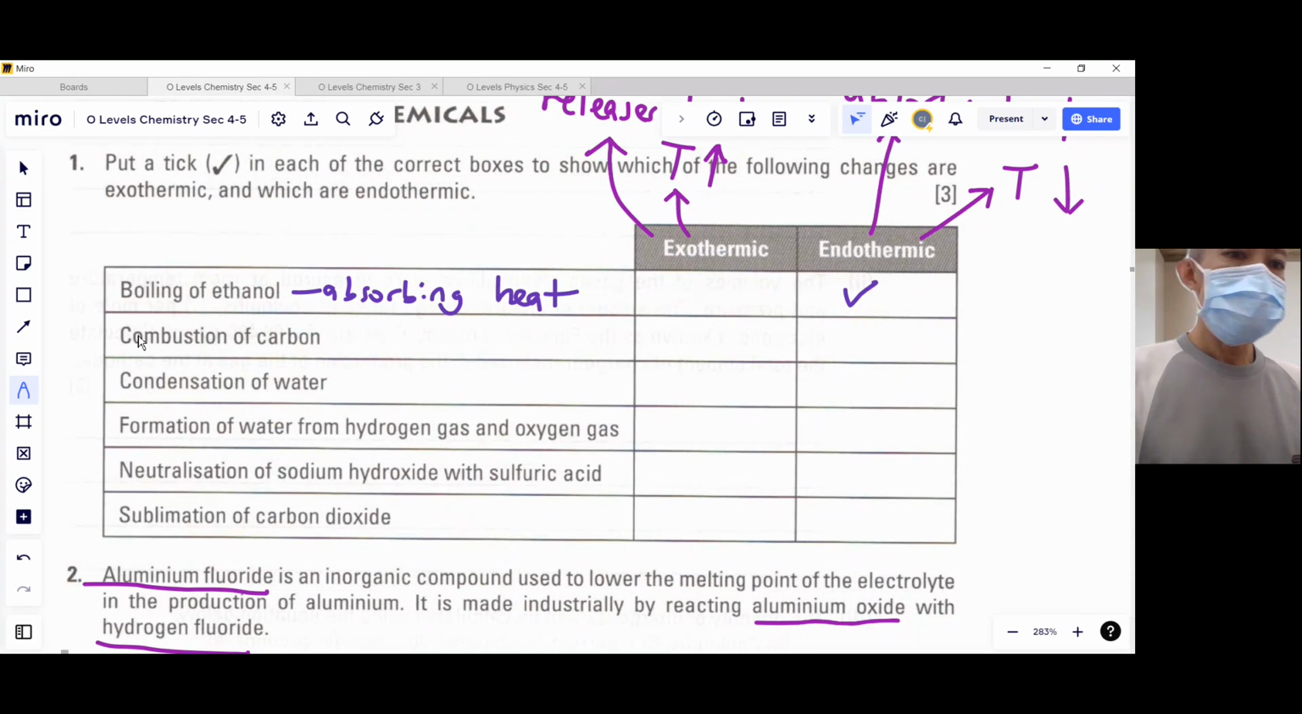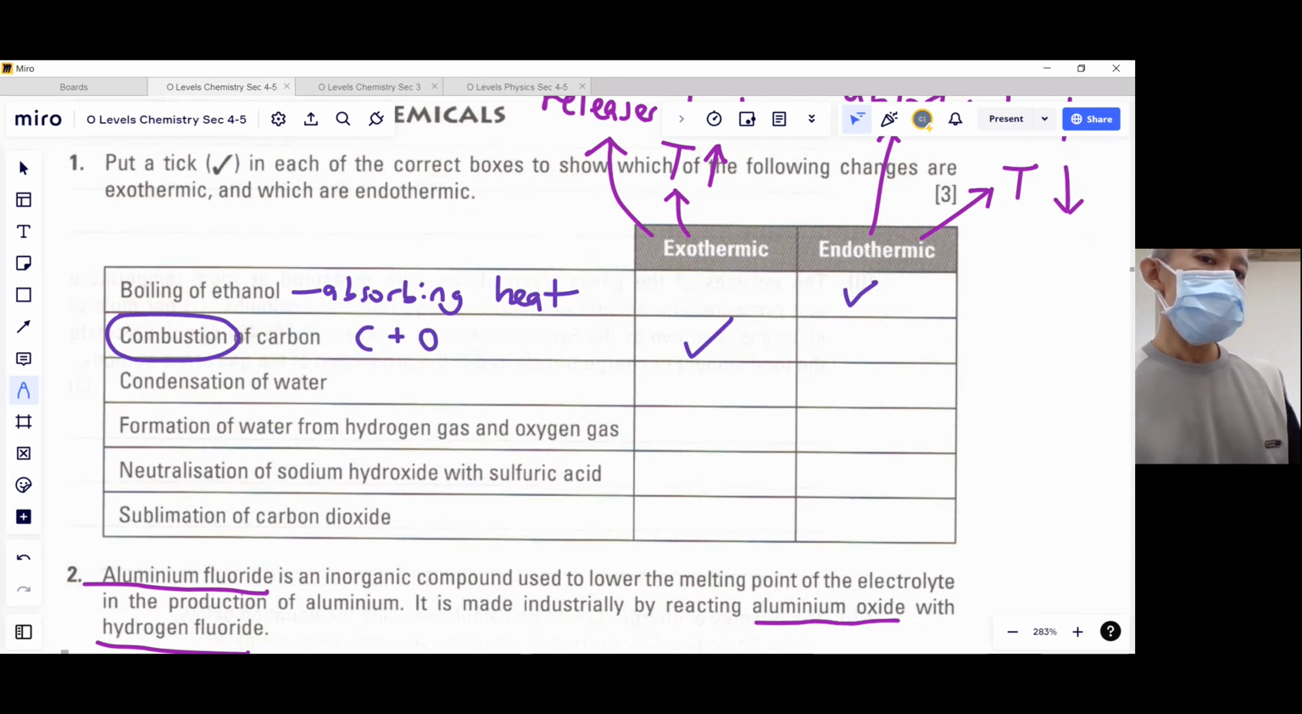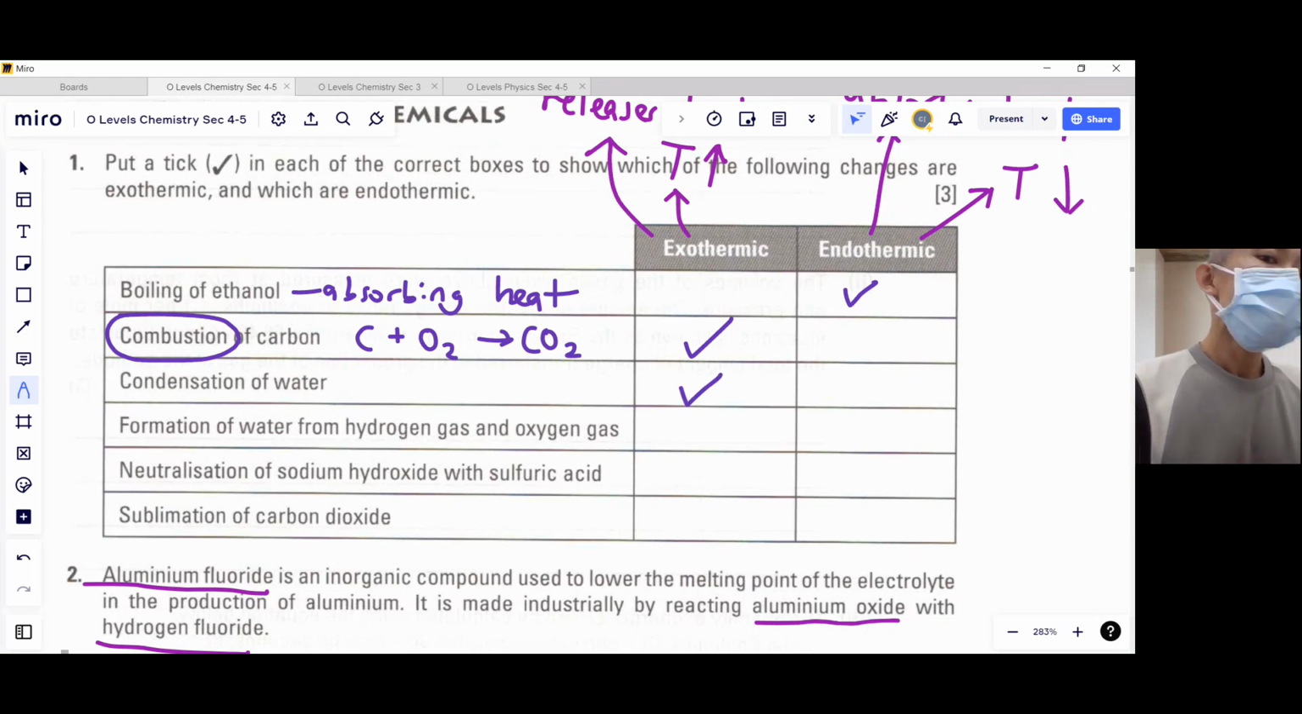Combustion of carbon, Ke-Xuan? Yes. This is the word. Combustion is always exothermic. It always gives up heat. No need to think already. But of course, if you want, this is the reaction. The same for the condensation of water, Take Y, is exothermic because water.